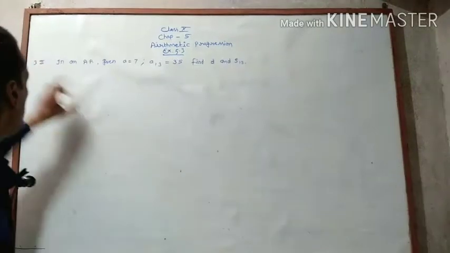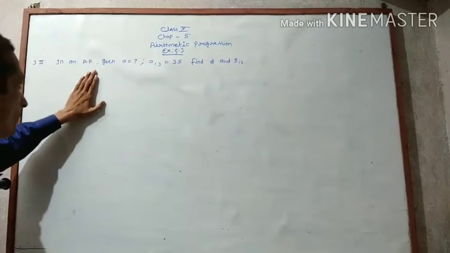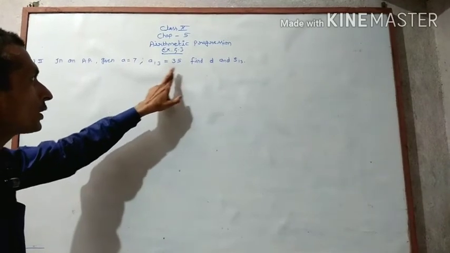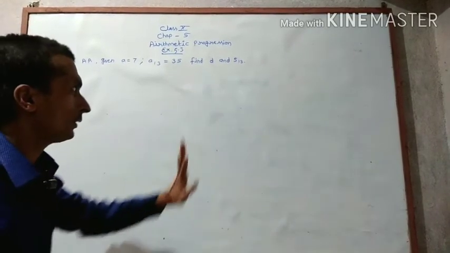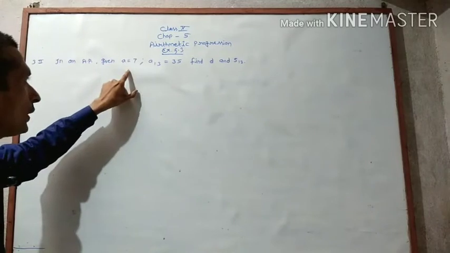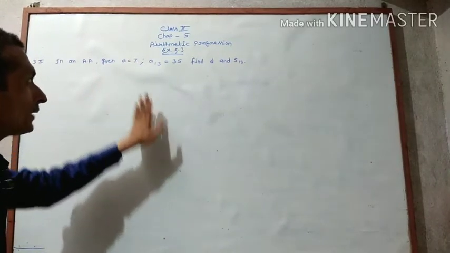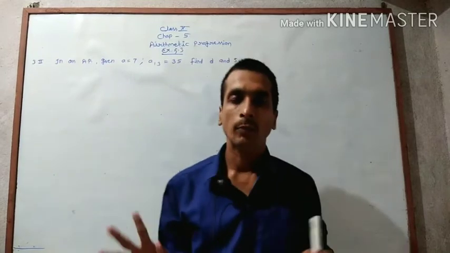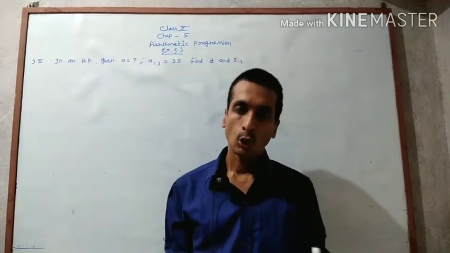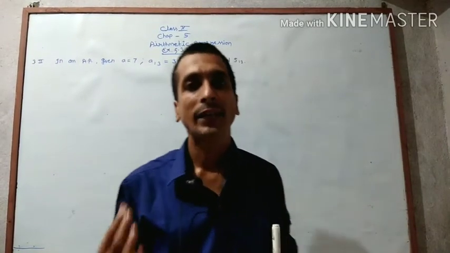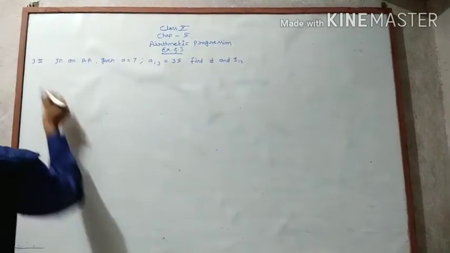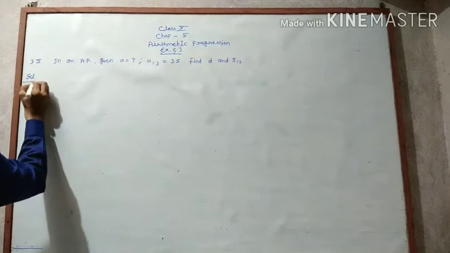Okay friends, here it is written: in an AP, given a equals 7 and a13 equals 35, find d and S13. Again you can see the value of a equals 7, and a13 is 35. a13 means a plus 12d, so a plus 12d equals 35. First of all we have to find the values of a and d, then after that you have to solve. Okay, so here you can write the solution.